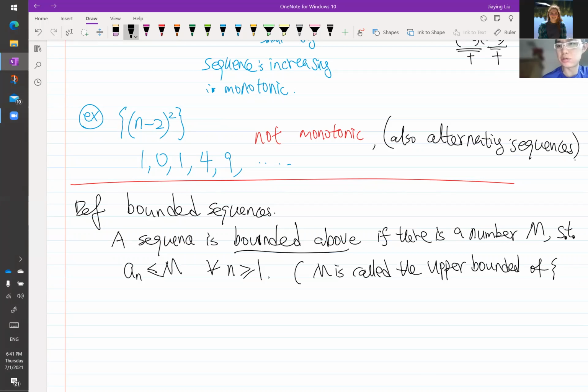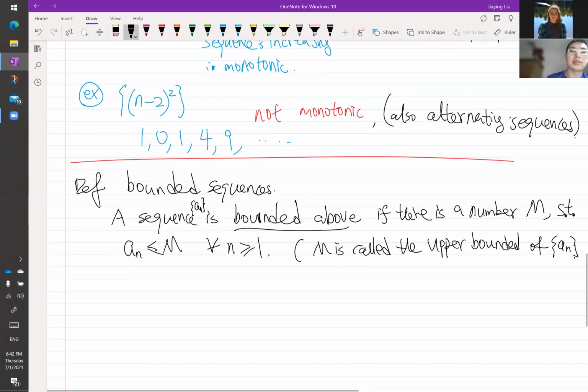I'm just going to use this notation for the sequence. I probably should write a sequence a_n is bounded above if there's a number, capital M, such that all the elements in that sequence a_n are less than or equal to M for all n greater or equal to 1. So that's bounded above, sort of like having a cap on how big the elements in the sequence could be.